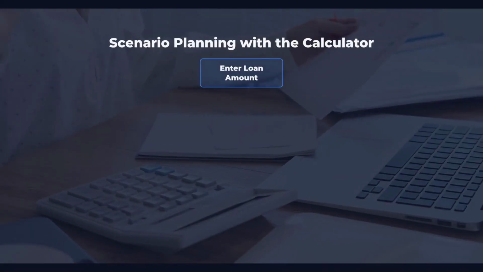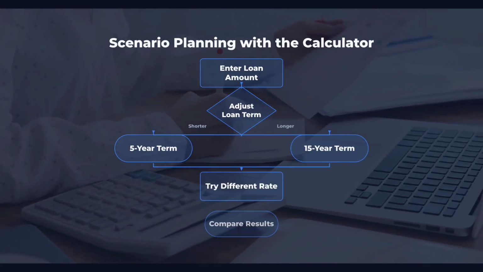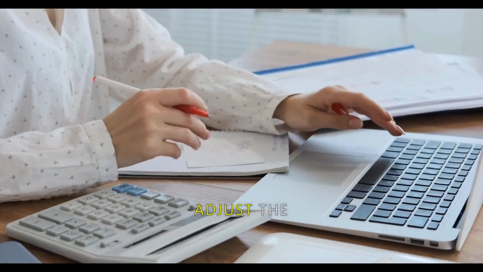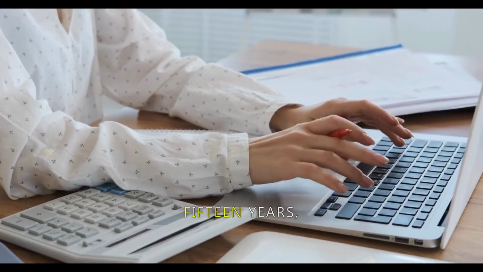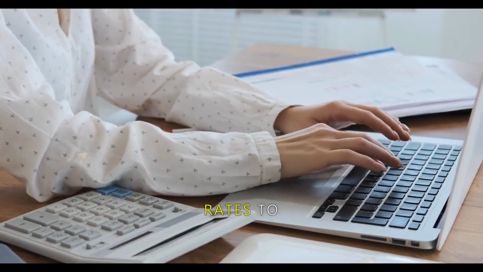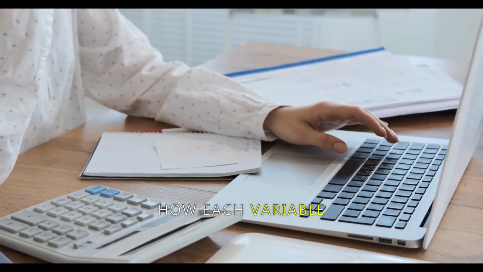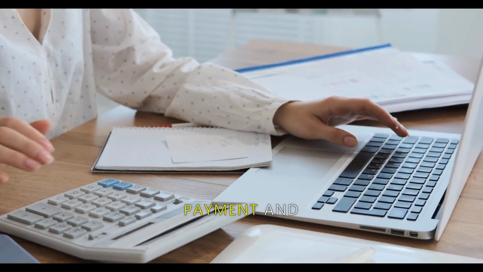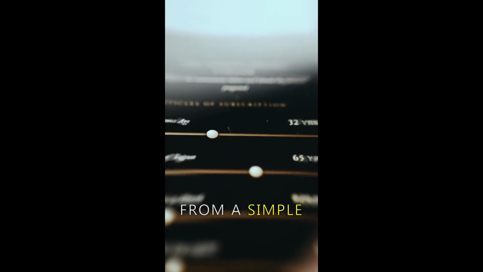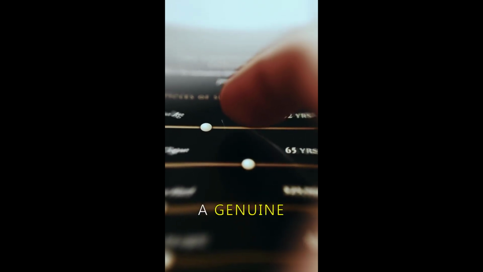The key to using this tool effectively is to run multiple scenarios. Try different loan amounts, adjust the term from 5 years to 15 years, and experiment with slightly different interest rates to understand how each variable shifts your monthly payment and total cost. This kind of scenario planning transforms the calculator from a simple estimation tool into a genuine financial planning resource.